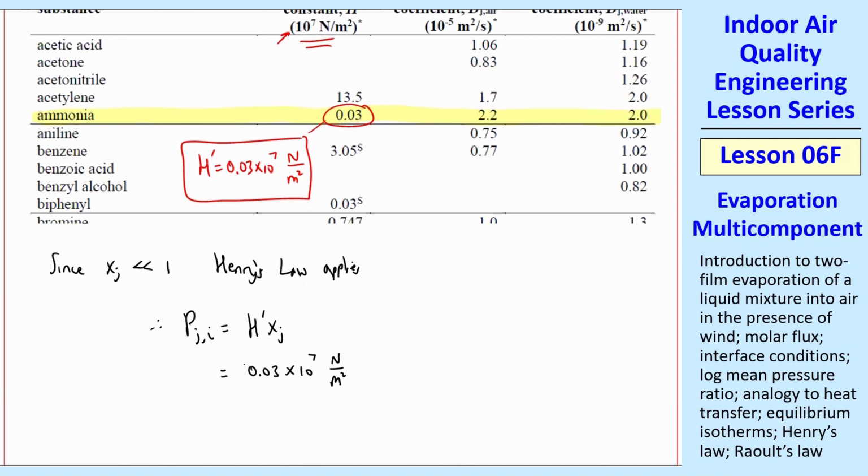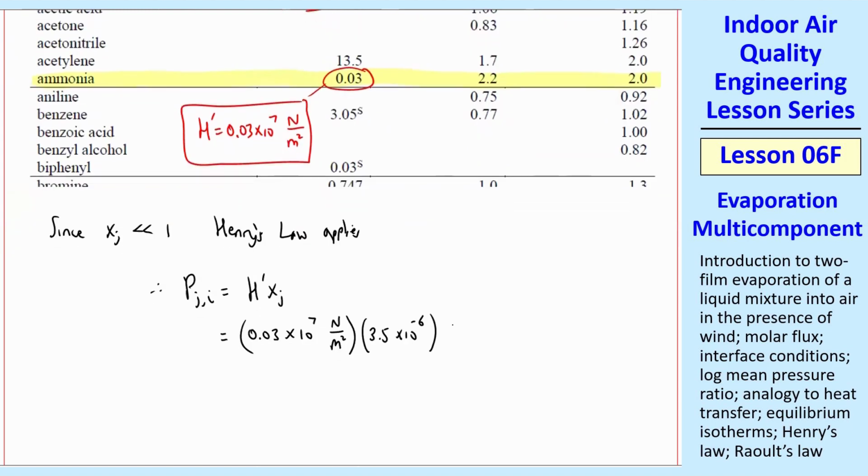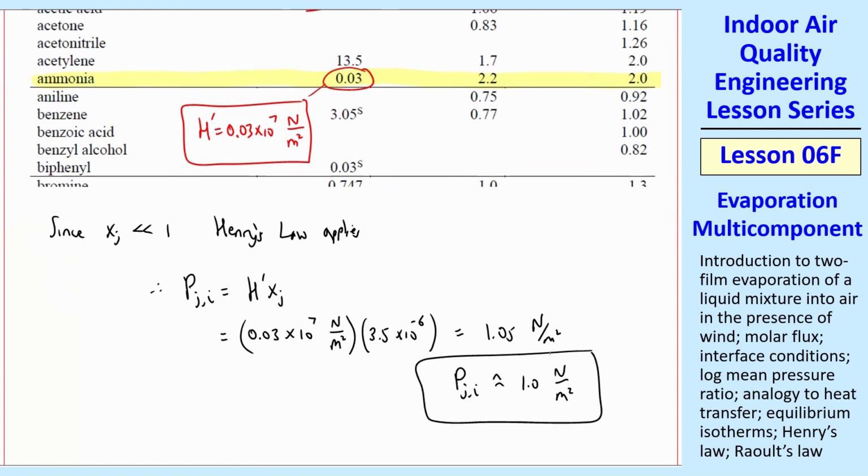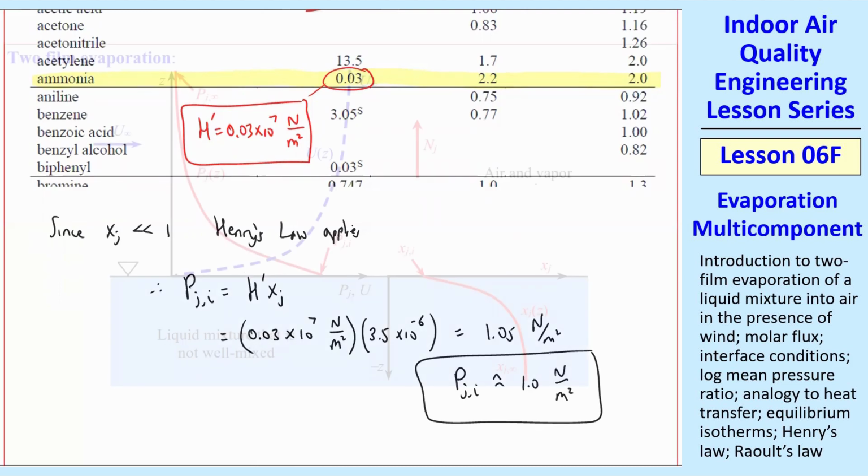0.03 times 10 to the 7th Newton per meter squared times XJ, which is 3.5 times 10 to the minus 6th. There's no units to that. It's non-dimensional, just moles of species per moles of water. We have our answer then in pascals or Newton per meter squared of 1.05. So PJI is approximately 1.0 Newton per meter squared. I can't justify more significant digits than that.